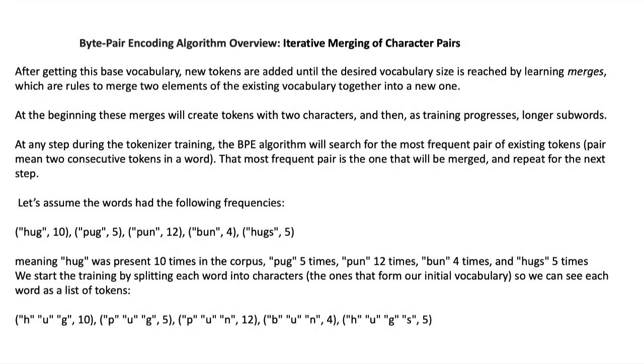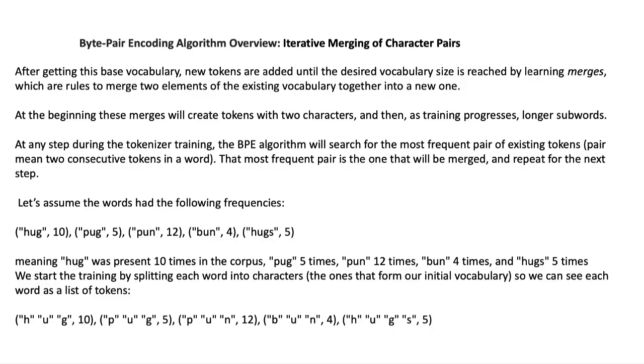Once we've built our base vocabulary, byte-pair encoding starts combining characters to create new tokens. This happens through something called merges. A merge is when an algorithm finds the most frequent pair of characters that appear next to each other and combines them into a new token. In the beginning, the merges are usually simple. They create tokens that are just two characters long. But as training continues, longer and more complex tokens can be formed. The BPE algorithm keeps repeating this. Find the most frequent pair of tokens, merge them into one new token, and repeat.